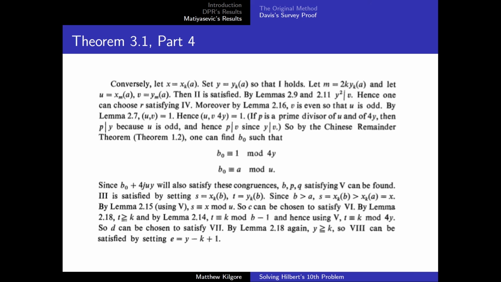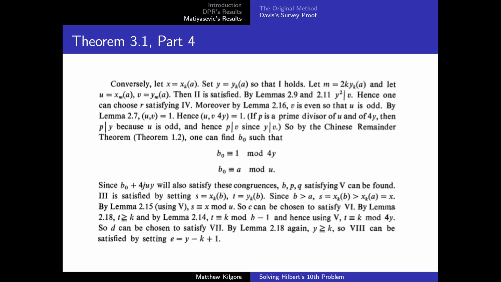Since b is greater than a, s is greater than x. Thus, by lemma 15 and equation 5, s is equivalent to x mod u. Thus we can choose c satisfying 6.